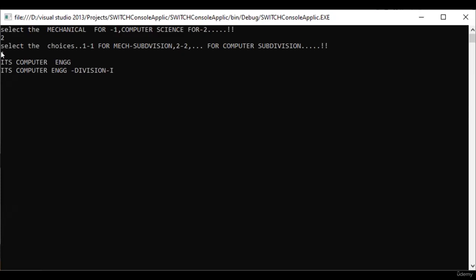Hence for it to be 2:2, it would have been given computer with computer division 2. And if it's 1:1, it would have been given mechanical engineering with mechanical division 1. And for 1:2, it would have been given mechanical engineering with mechanical division 2. So in this way, we can do a nesting of one switch inside the other.